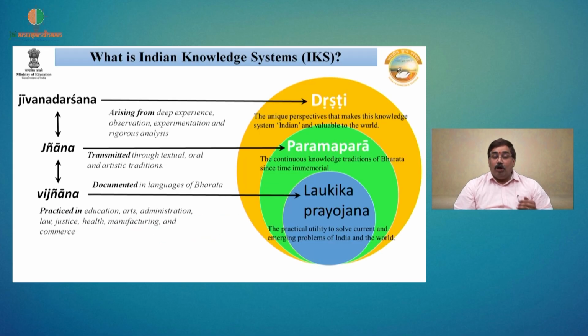And all of this comes from the Jivana Darshana, the Jnana and the Vijnana, which are all informed by each other and translate into the Bharatiya Drishti. That makes this knowledge system Indian, which has been transmitted continuously for millennia through our Jnana Parampara, and which has prayojana, utility even in today's world and in the coming world. I hope in all of this previous discussion you got an example of what Indian knowledge systems are. What makes it relevant today? What makes it uniquely Indian? Why do we call this knowledge system Indian?